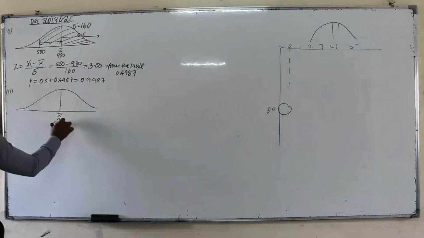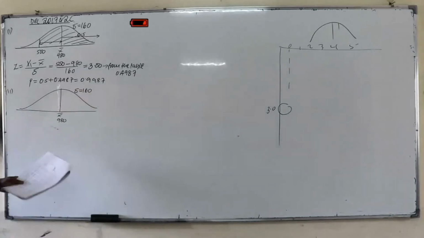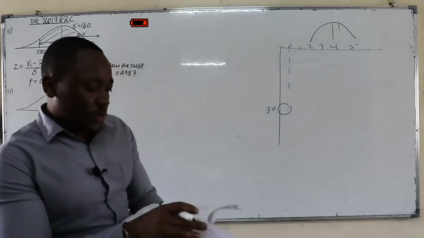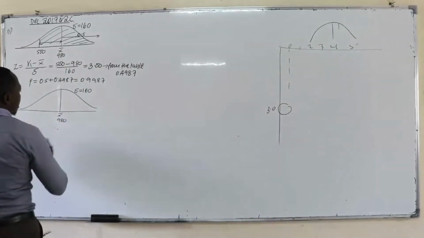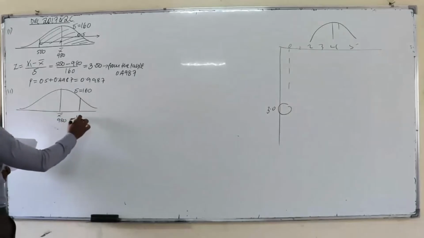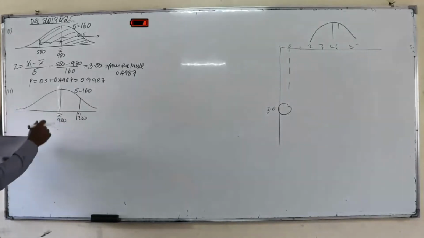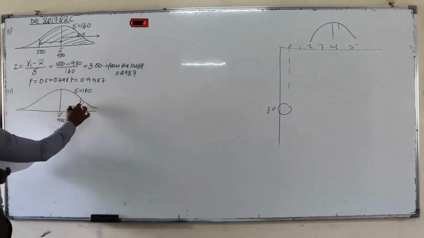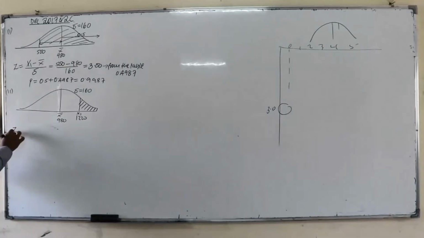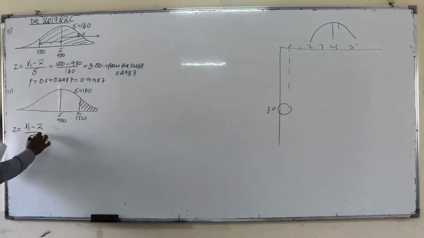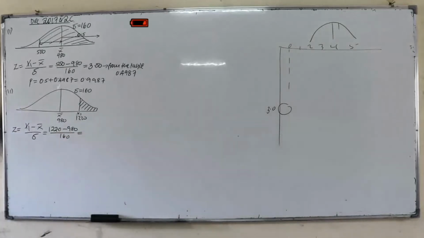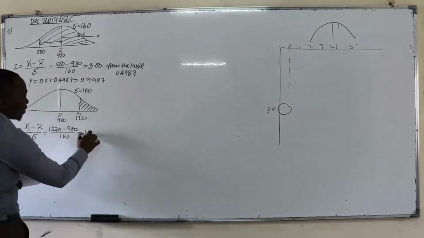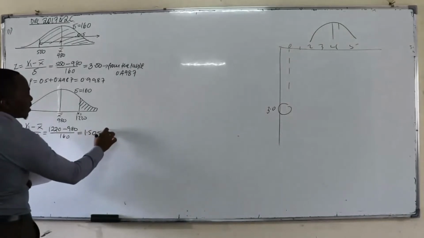So X bar does not change, it's 980. Standard deviation we have is 160. So part two of the question was, is greater than 1220. Now 1220 is greater than this, so here we have 1220, that one becomes X1. So greater than 1220, that's the required part. To get Z, you take X1 minus X bar over standard deviation. X1 is 1220, X bar is 980, standard deviation is 160. And your answer should be to two decimal places. 1.50, good.